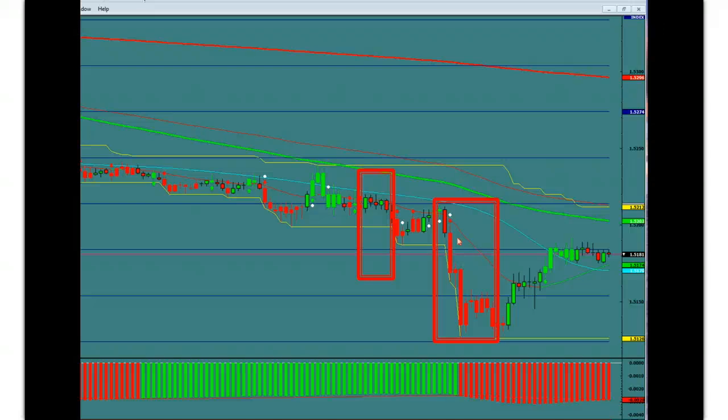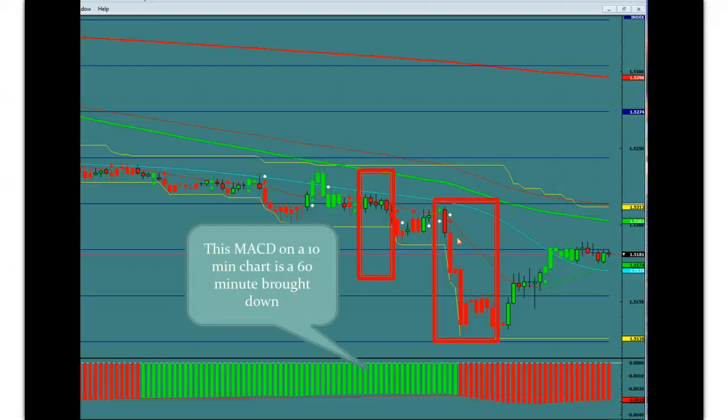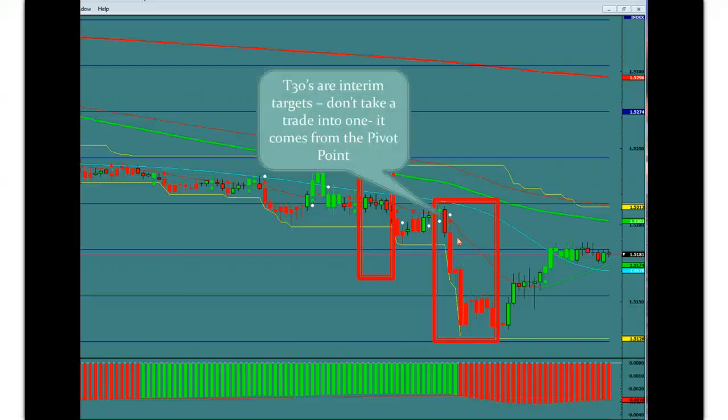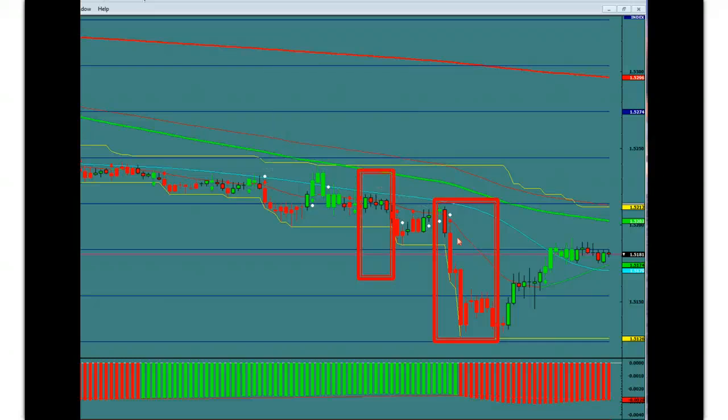All right. Don't forget the MACD on a 10-minute chart is a 60-minute brought down. So if you're looking for divergence, you can't do it on this chart. That's why we have a 6 aces where you can do that at. All right. T30s are interim targets. Don't take a trade into one. It comes from the pivot point.